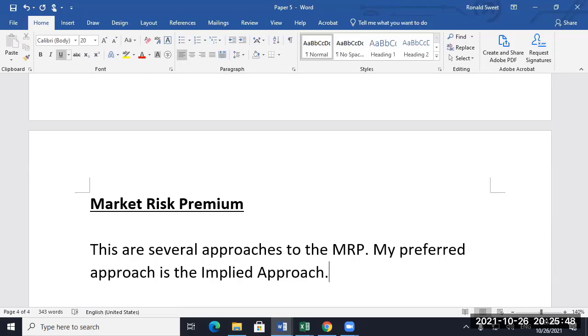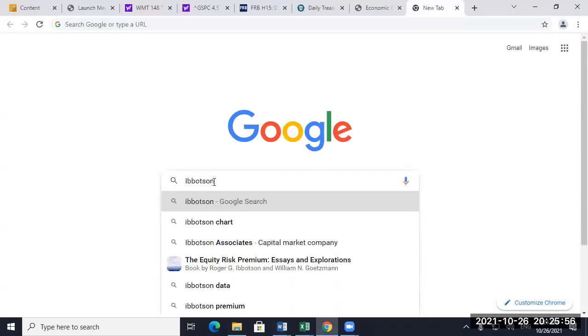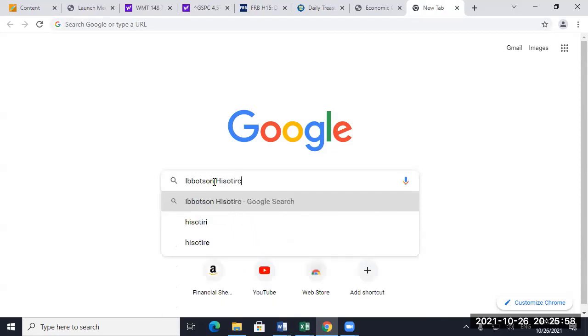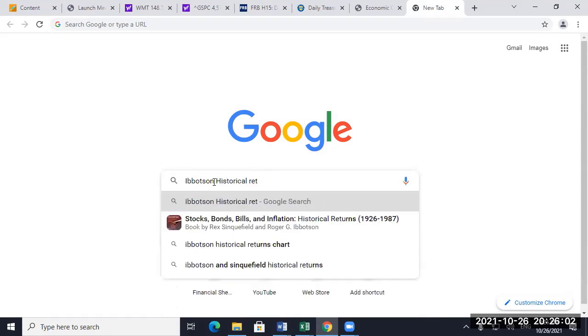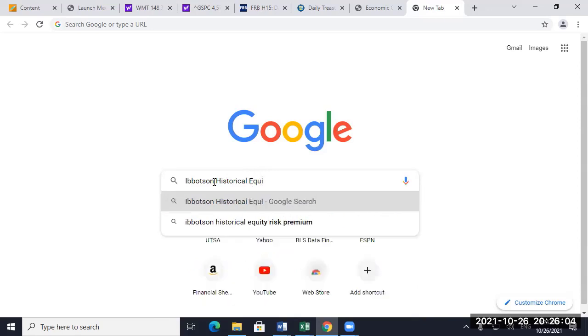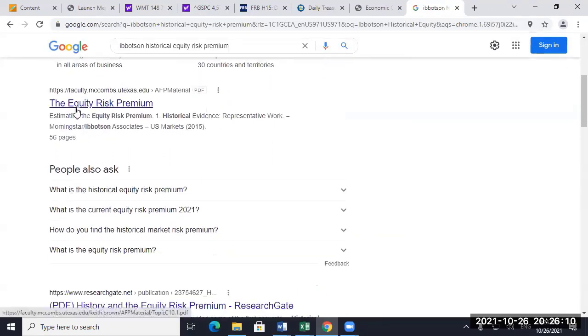So you might be able to find the historical on Yahoo Finance. You would just say Ibbotson historical, I think he calls it equity risk premium. So you might be able to find something out there. There's University of Texas.